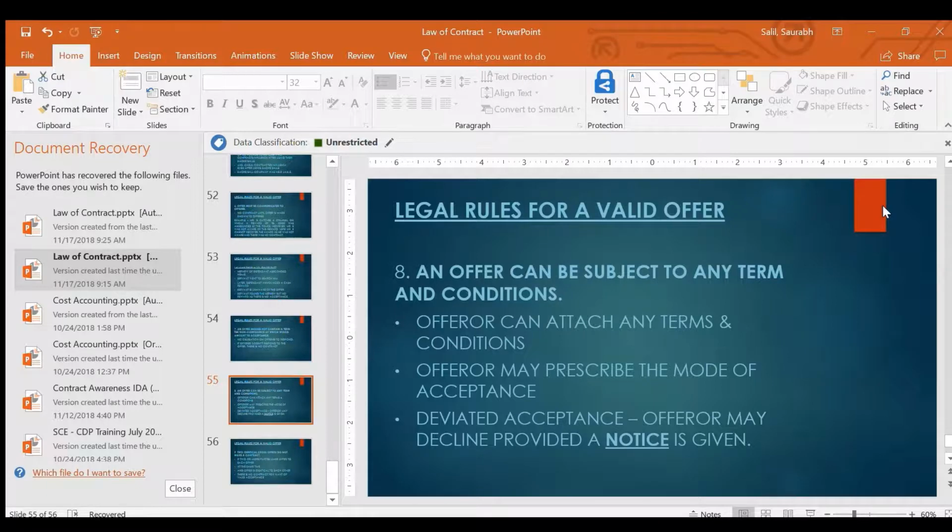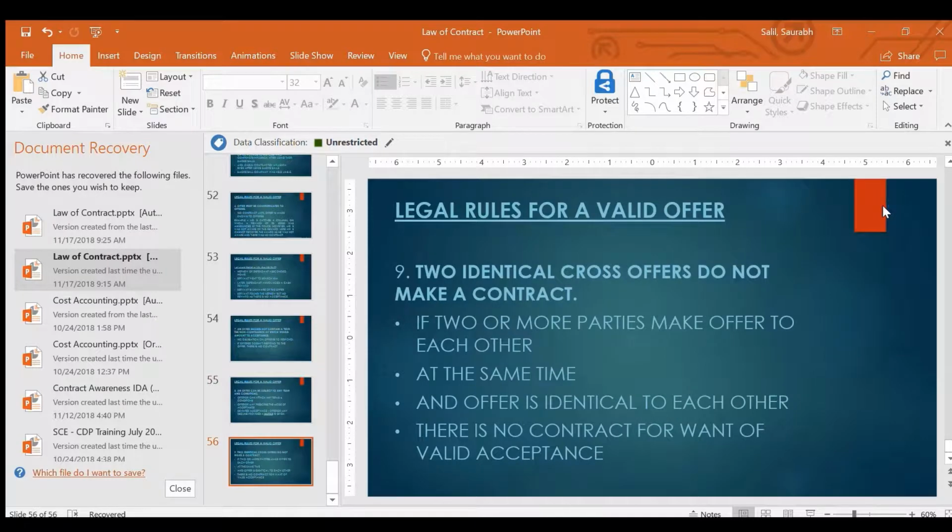So if somebody accepts your offer in a different mode than what you have prescribed, then it is your choice whether you want to accept it or you want to reject it. If you want to accept it, that's fine. If you want to reject it, then you must give a notice. You must inform the offeree that I am rejecting your acceptance because it is in a mode other than the one prescribed. Okay.